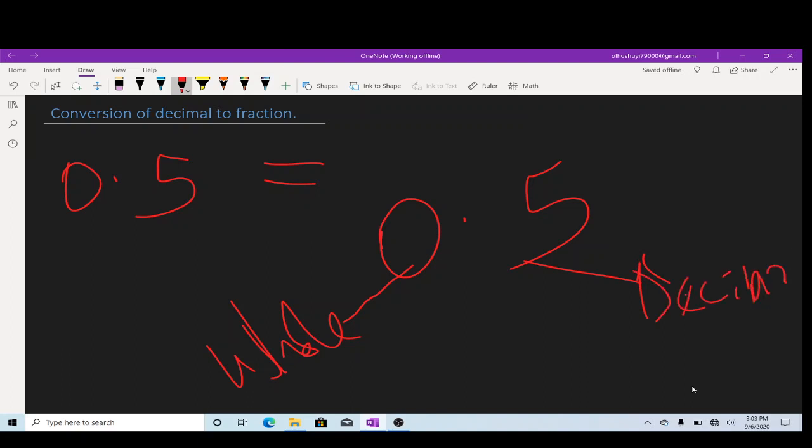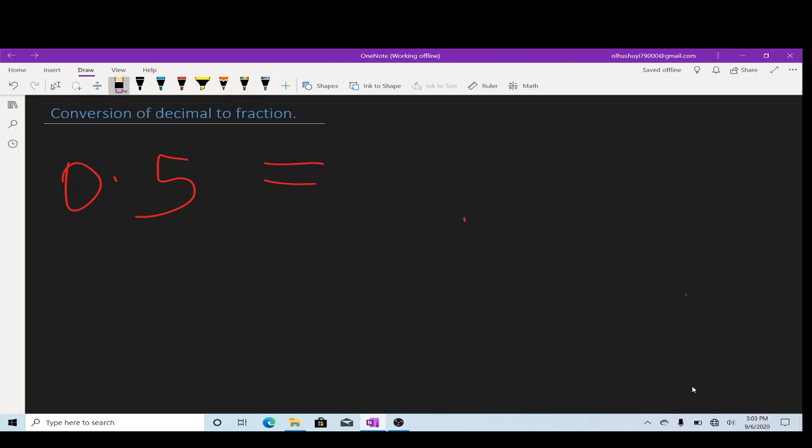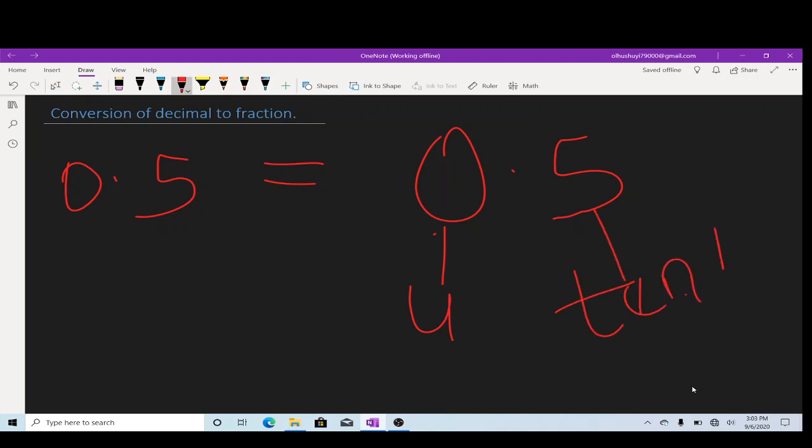So this is a decimal number. What do you do? You look at the decimal, then you get the place value of the decimal number. What will that be? If you have 0.5, what's the place value of that? From the place value system, you have this to be your units and you have this to be your tenths.